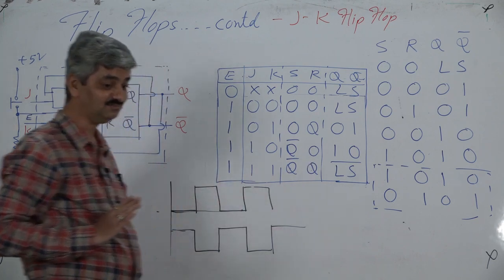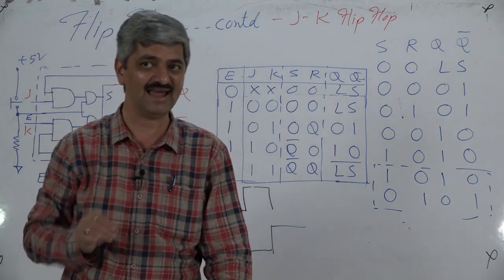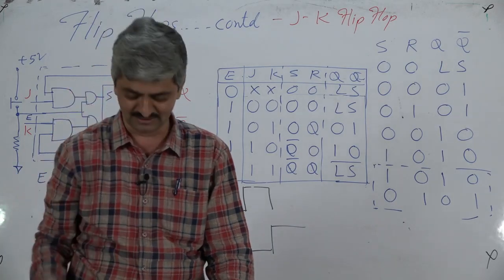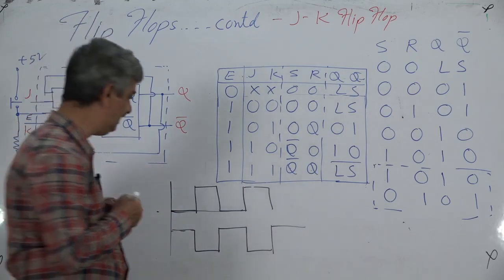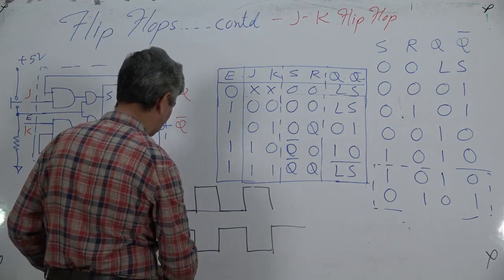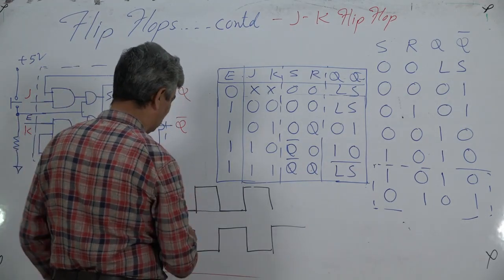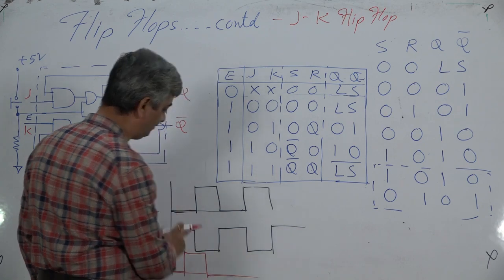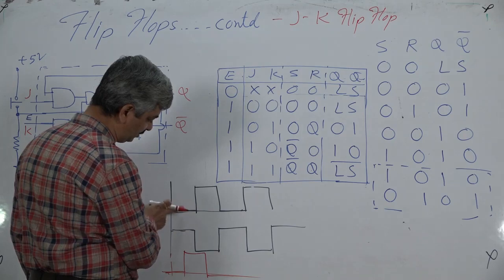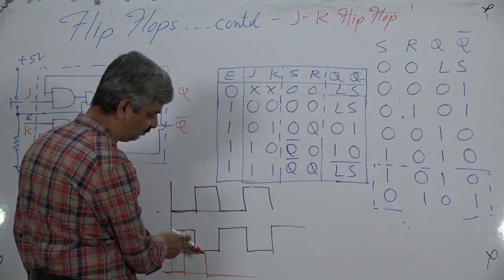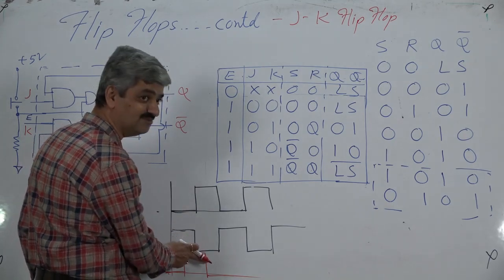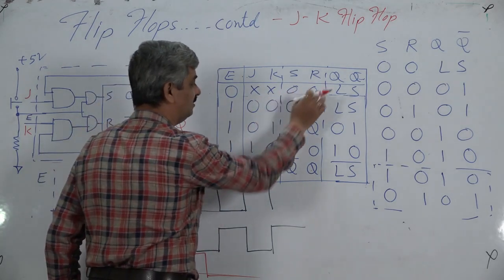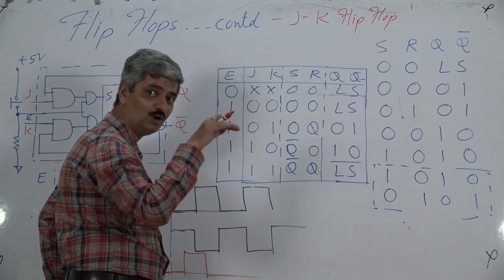But if I make E 1 for a very small time, what will happen? J is 1, K is 1, if I make E 1 for a small time, then that time it was 0 1, it will change to 1 0, and now as E has become 0, toggling will stop, because when E becomes 0, S becomes 0. Why was toggling occurring?